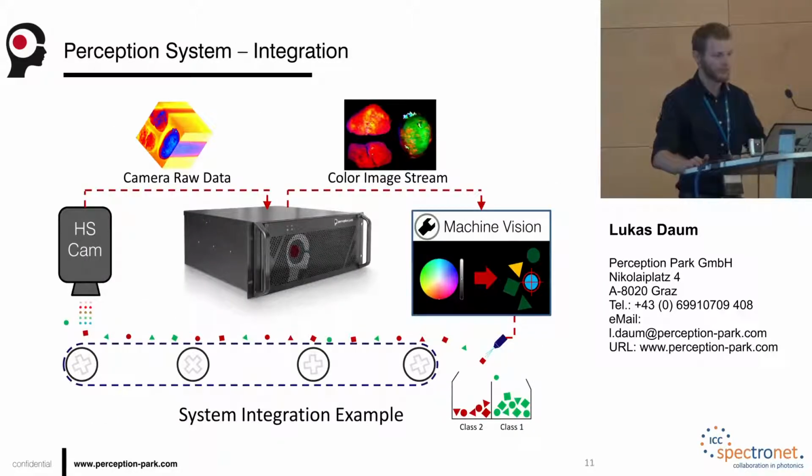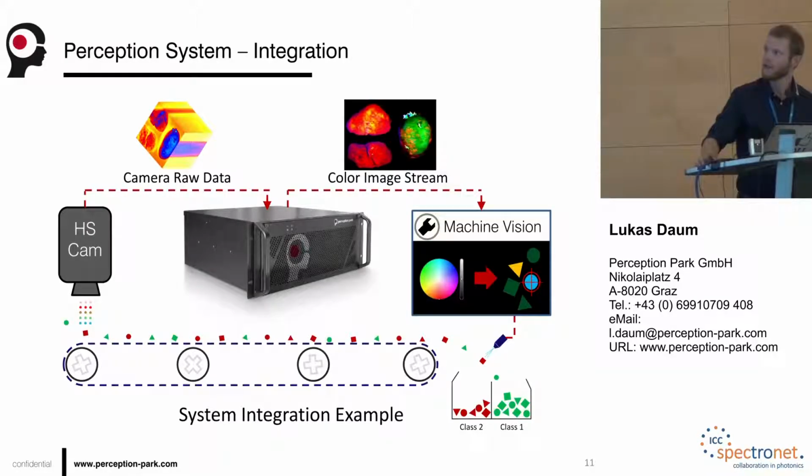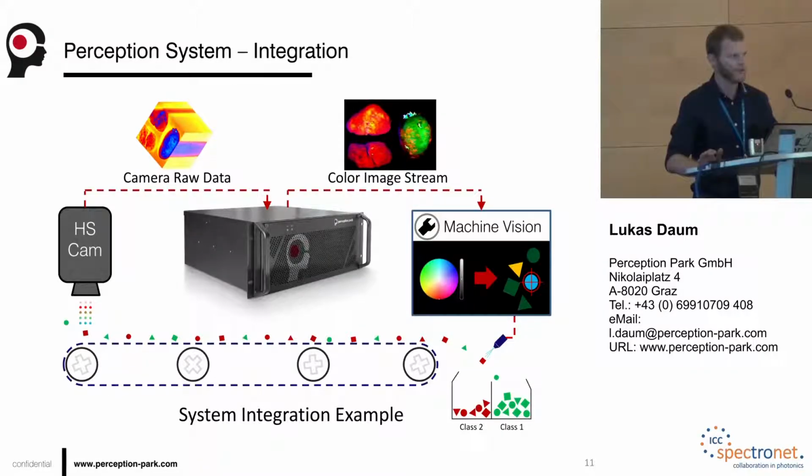This slide shows how the perception system is integrated into a bigger machine. You have your hyperspectral camera linked to the perception system. The camera sends the original hyperspectral data, and then you have all the processing done on the system, which then sends one or multiple monochrome or RGB streams to a target machine. And this means you don't need to change that much to use hyperspectral imaging, because you can just use it as a normal camera.